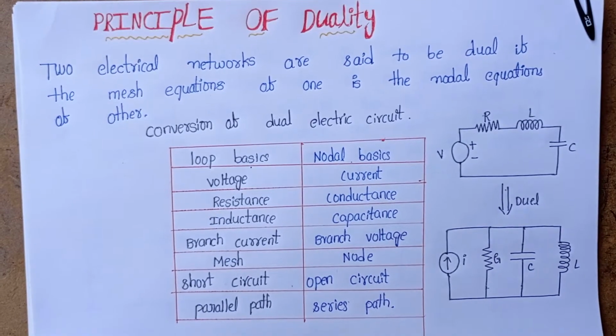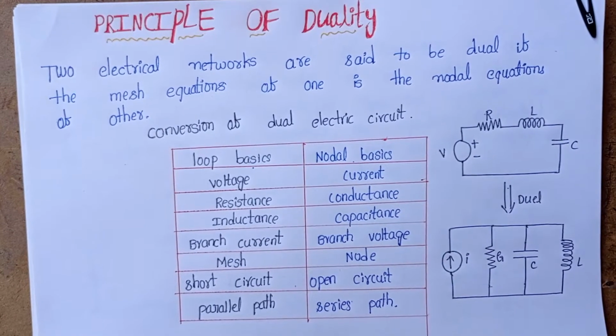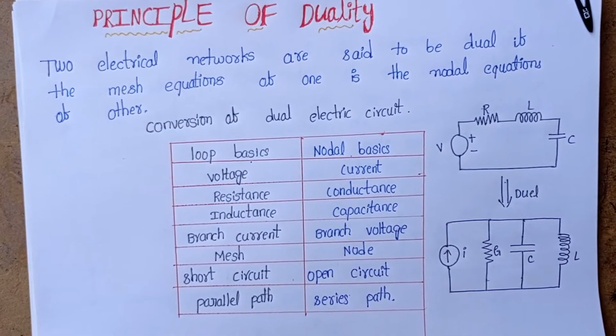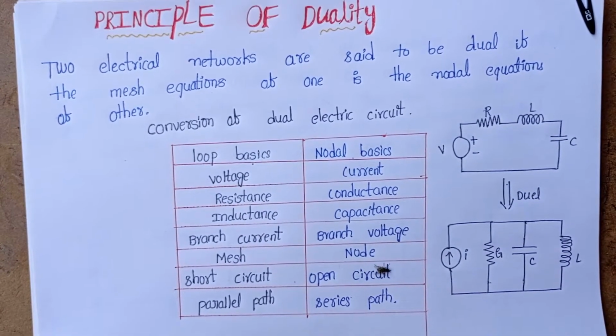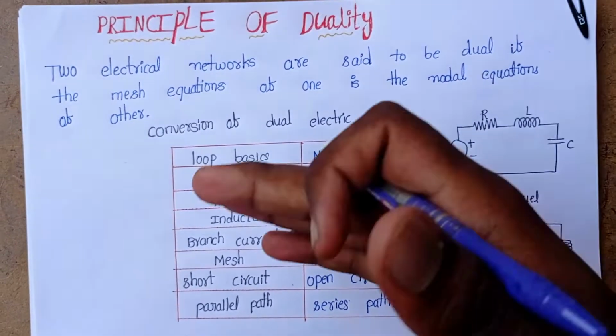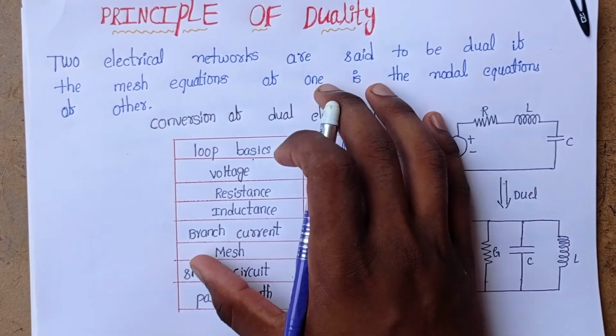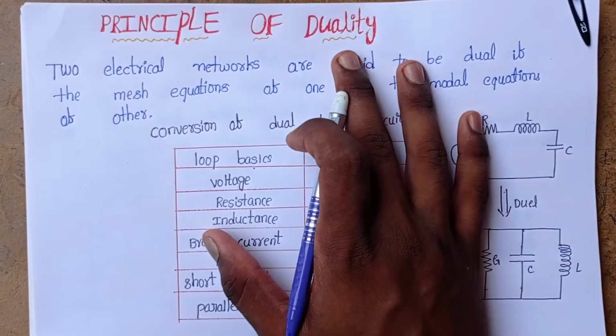Hello friends, in this video we are going to discuss the principle of duality. Duality is nothing but, if we have two circuits, the mesh analysis result of one circuit is equal to the nodal analysis result of another circuit, then we can say the two circuits are dual circuits. That is the principle of duality.